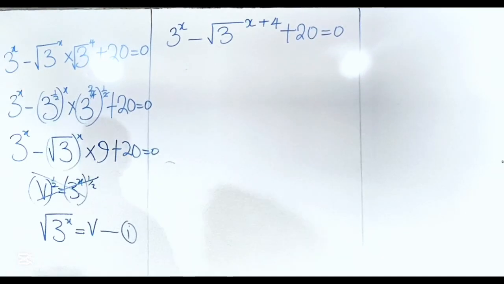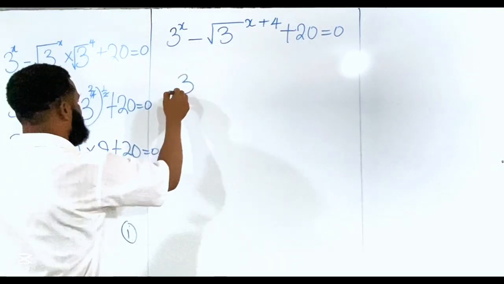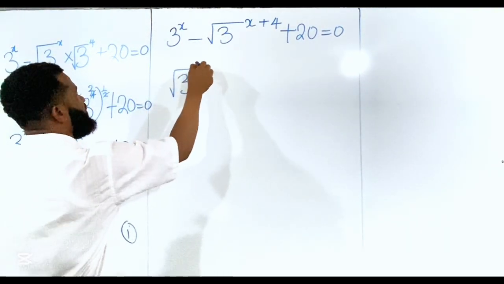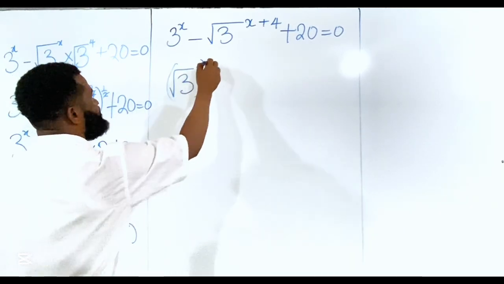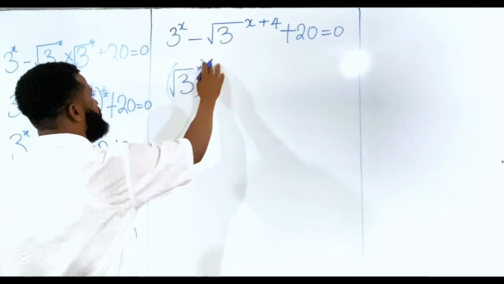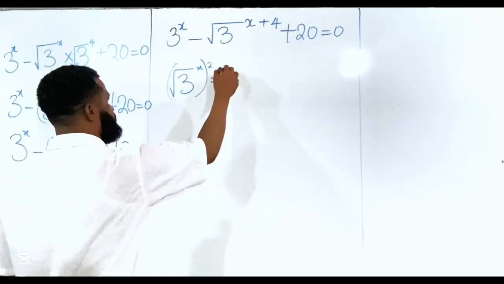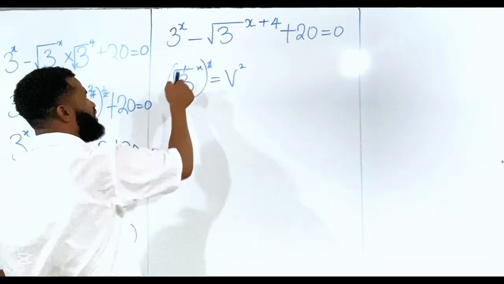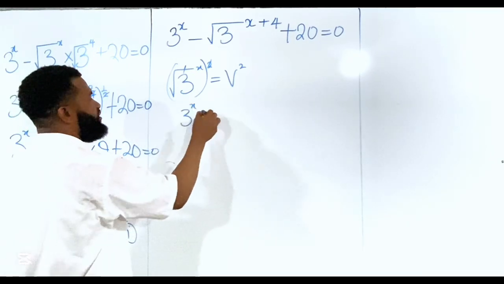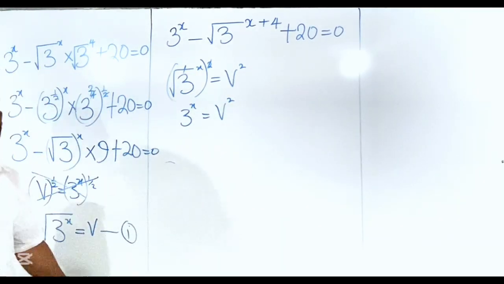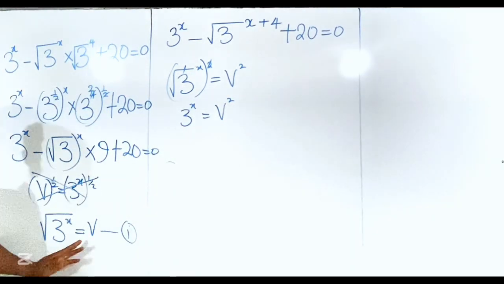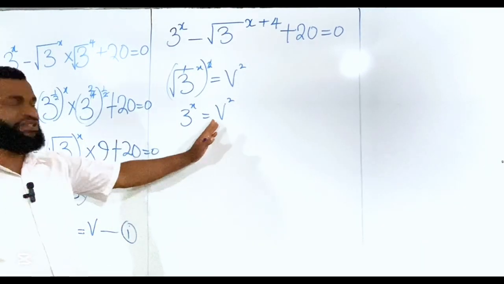So for me to get what 3 raised to power x is going to be, I'm going to square both sides. I'm going to say squaring this side and also squaring V. So this will cancel this. I have 3 raised to power x is equal to V raised to power 2. So you see now, I have what V is and I have what V square is.